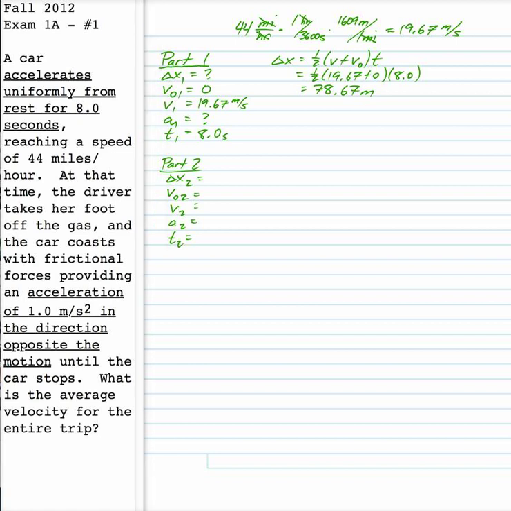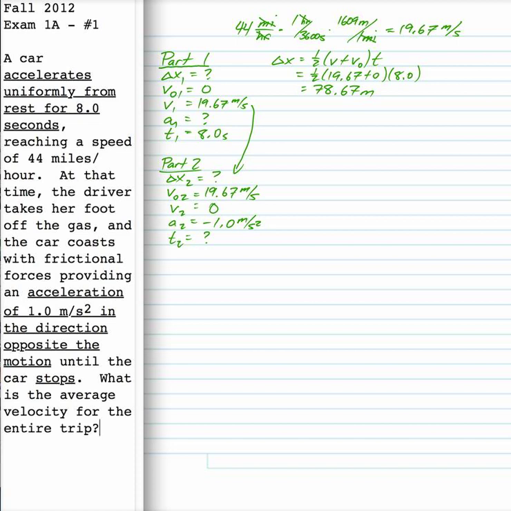For part 2, again, we don't know delta x. We know that the initial velocity for part 2 is the final velocity from part 1. Right, that's pretty typical. And the acceleration lasts until the car stops, so the final velocity will be 0, and acceleration is -1 meter per second squared. Notice in the problem statement I gave the acceleration as a magnitude and a direction. Gave you the magnitude as 1.0, and I said the direction is opposite the motion. And since the velocity is positive, we've got a sign convention here that the direction of motion is positive. So the acceleration points opposite the direction of motion, so it must be negative.